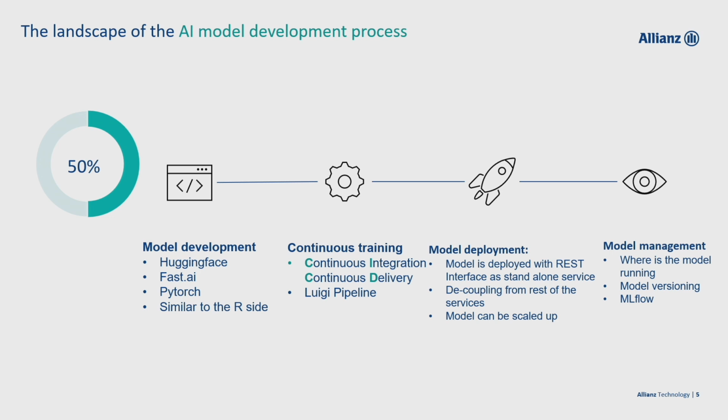And last but not least, we need to create more visibility around the model. We need to know where the model is running, how it is running, which version is currently running, and which was the previous one, so that we can even revert to the previous one if needed. This is model management and model governance. This is very important.